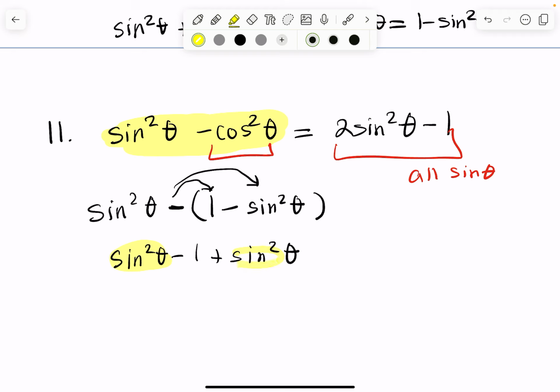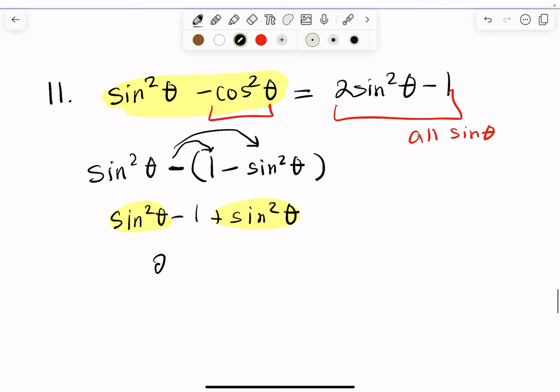Highlight my like terms. If I have one sine squared and I add another sine squared, that means I have the pleasure of having two sine squared, and then I'm subtracting the 1, which is exactly the same thing as that.